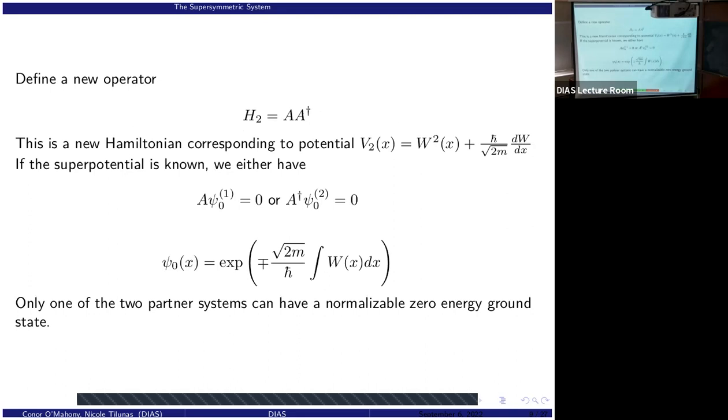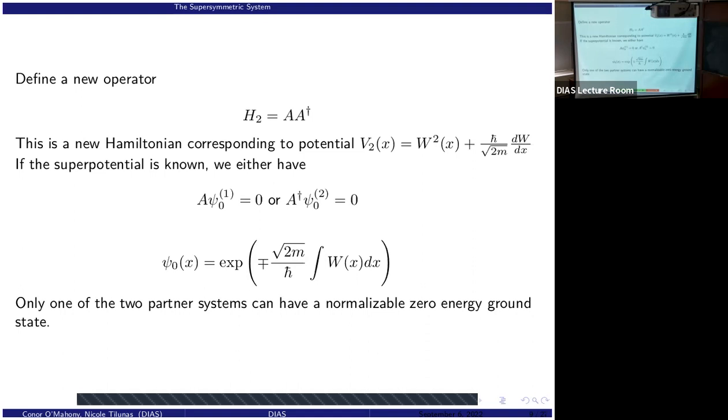So if the superpotential is known, we have one of two cases. The A operator applied to psi 0 of 1 is equal to 0, where psi 0 of 1 corresponds to the H1 Hamiltonian, or A dagger applied to psi 0 of 2, where psi 0 of 2 corresponds to the H2 Hamiltonian, is equal to 0. The corresponding psi 0s are given by this formula here, where the minus sign comes with the A operator and the plus sign with the A dagger.